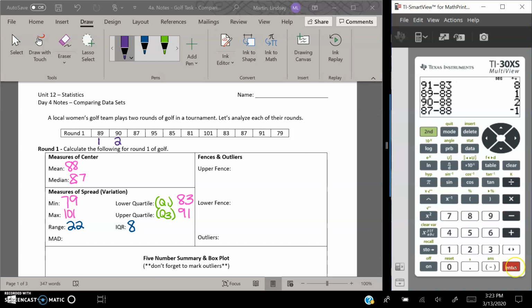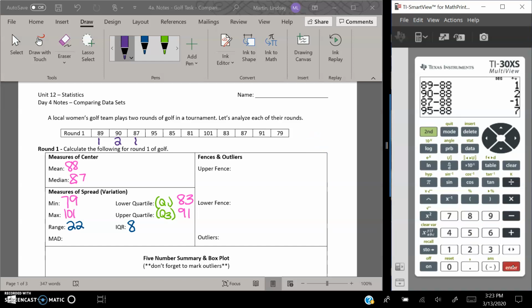87 minus 88 gives me negative 1. Remember, we don't take negatives here. We're taking the absolute value of our number, which means only positive numbers. So instead of writing negative 1, that'll just be positive 1.